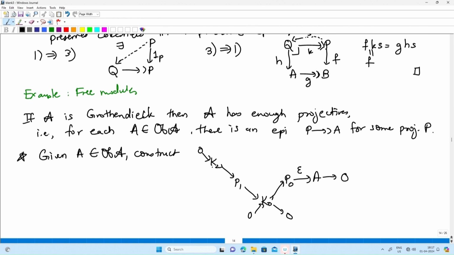Okay, then for this K1, sorry, this should be K1. For this K1 also, I will have some P2 which maps onto it. And then I can take its kernel as K2 and so on.